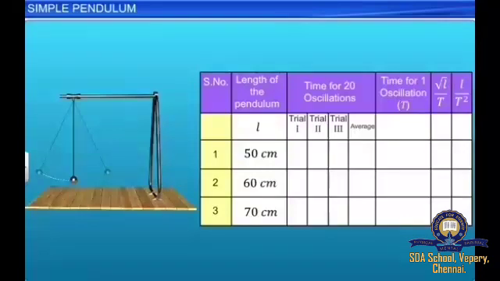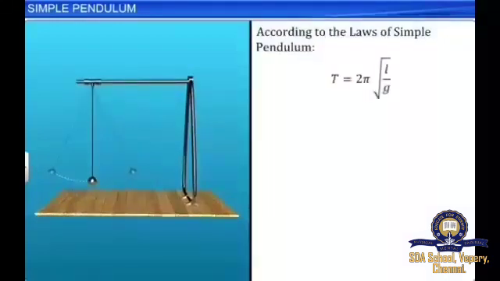Thus, based on the laws of the simple pendulum and its experimental result, the time period of the simple pendulum is given as T is equal to 2 pi root of L by g.